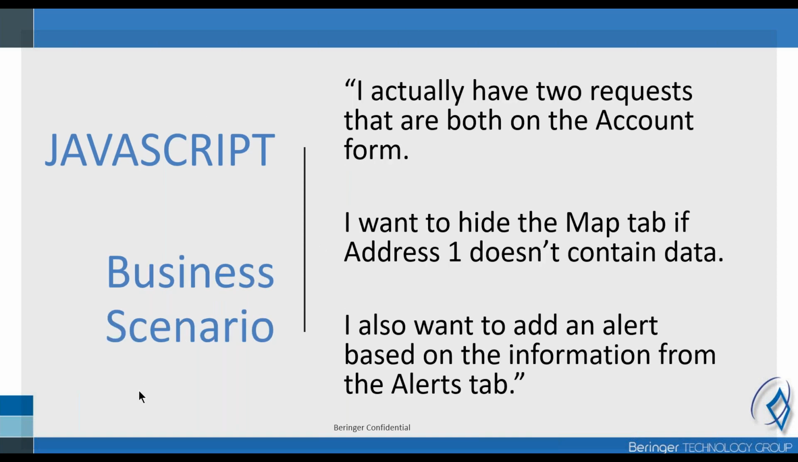Okay. So the business scenario for JavaScript, I actually have two requests that are both on the account form. I want to hide the map tab if address 1 doesn't contain data. And I also want to add an alert based on the information from the alerts tab.